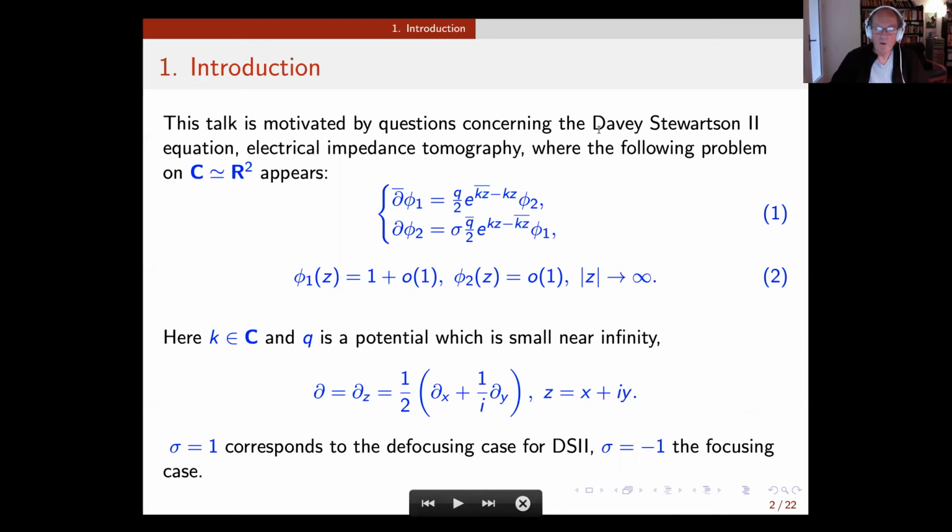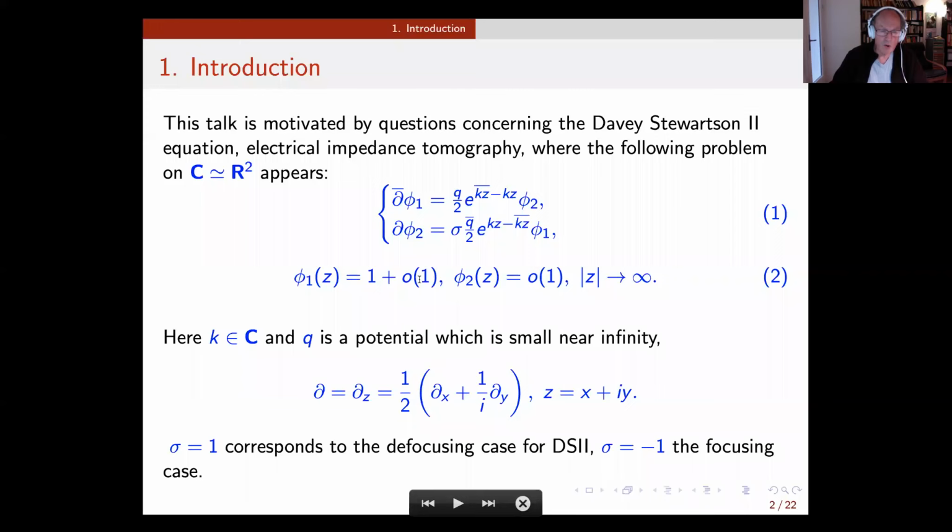So it comes from the questions about the Davies-Stewartson equation. My collaborators know the background. My own contribution is to work on a particular D-bar system with methods of complex analysis and oscillatory integrals. So the system is the system 1 here. It's a system with two unknown functions on C. One satisfies D bar phi 1 equal to a factor times phi 2, and the other equation is D of phi 2 equal to a similar factor times phi 1. And the conditions at infinity are that phi 1 should tend to 1 near infinity and phi 2 should tend to 0 near infinity.